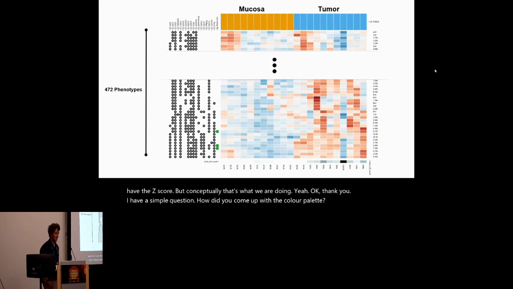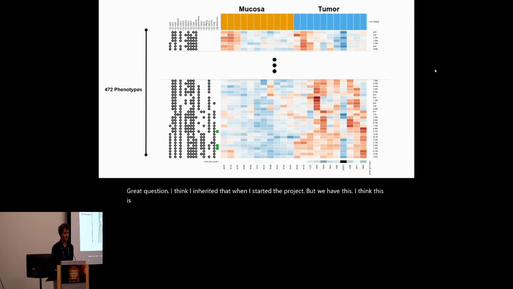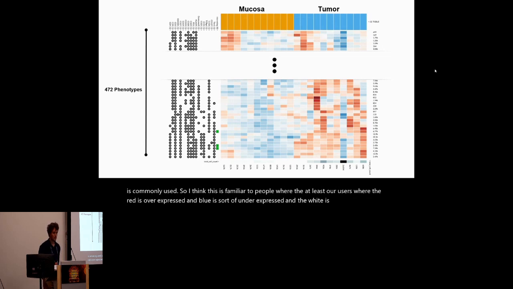Great question. I think I inherited that when I started the project, but I think this is commonly used. So I think this is familiar to people, at least our users, where the red is overexpressed and blue is underexpressed. And the white is like middle of the road.